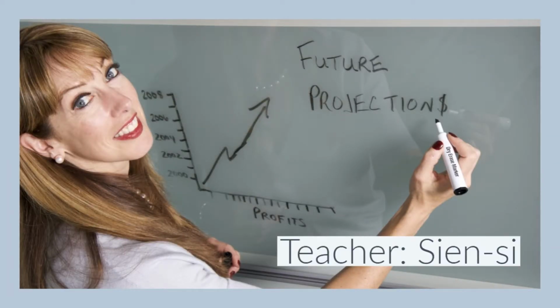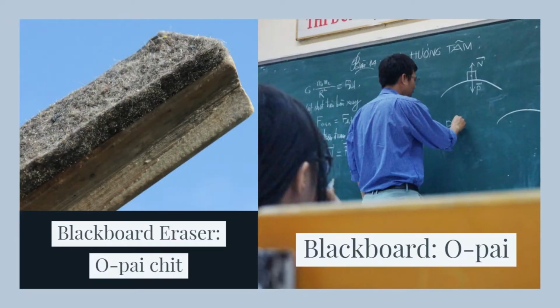Teacher. Shen si. Guao due shen si. I have a female teacher. Blackboard. Opai. Blackboard eraser. Opai chit. Shen si letiam opai xia di. The teacher is writing on the board. Tito guaige opai chit. Can you give me the blackboard eraser?